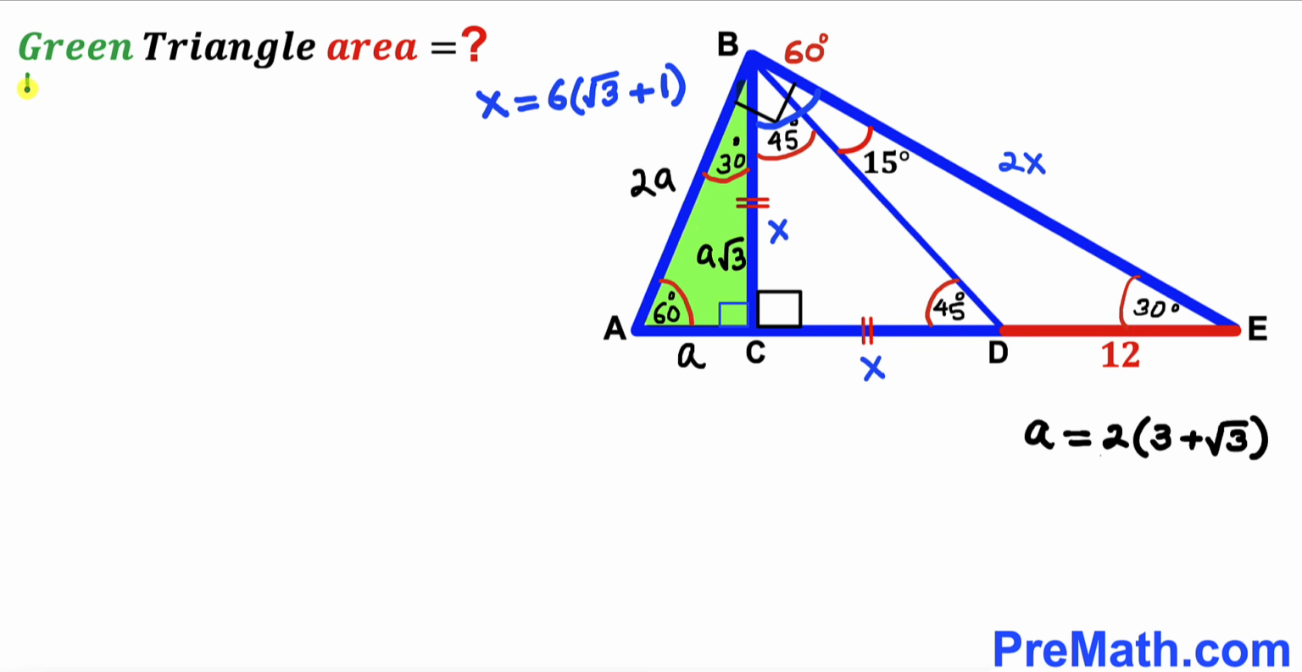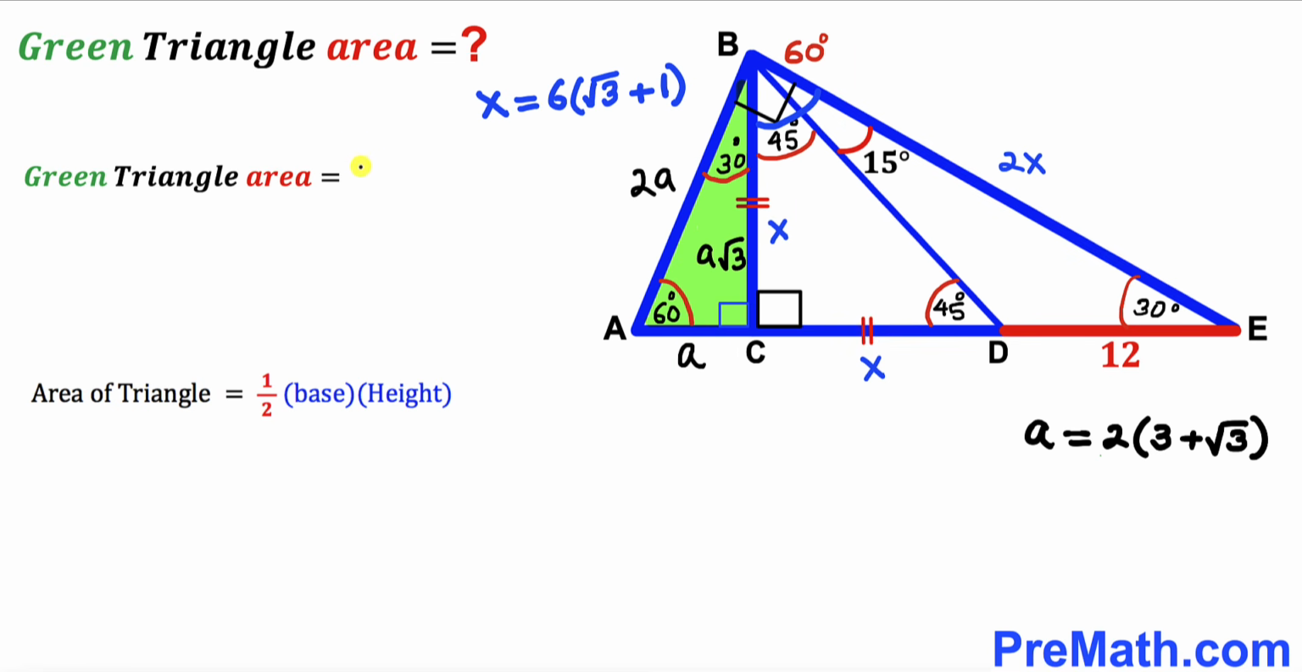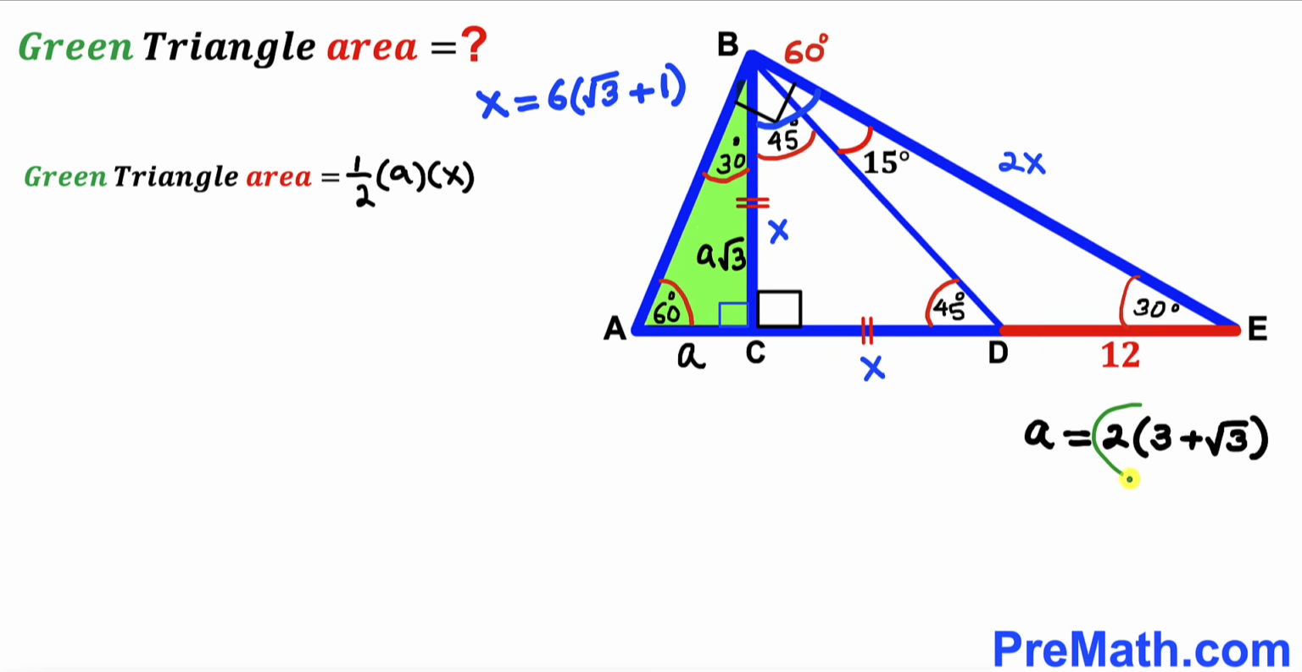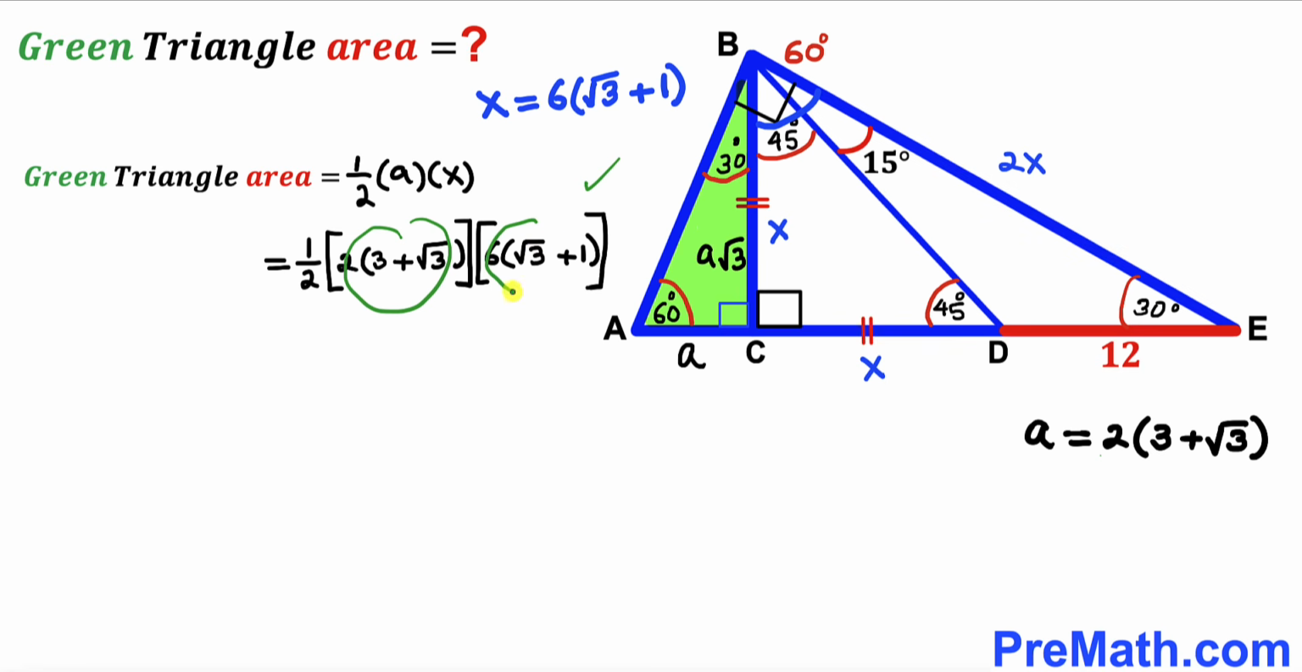Now we are going to calculate the area of this green shaded triangle. And now let's recall the area of a triangle formula. Area is always equal to a half times base times the height of the triangle. And in our case, the base of this green shaded triangle is lowercase a, whereas the height is x. So therefore, this green shaded triangle area is going to be a half times a times x. And now we know that our a value is this one and x value is this one. We are going to substitute those values over here. As you can see in this next step, I have substituted these lowercase a and x values over here.